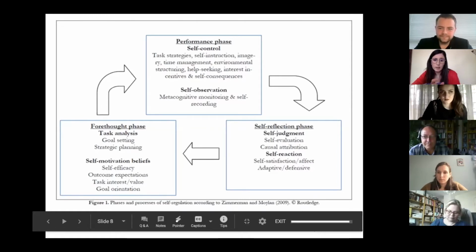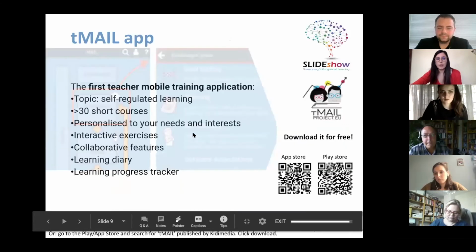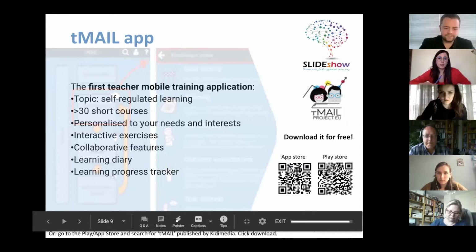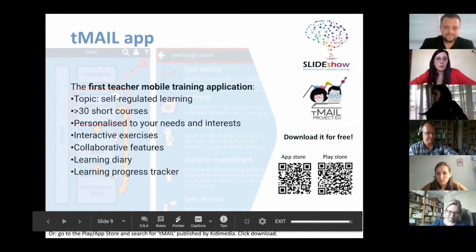As you can see, there are different stages that cover different strategies, and all these strategies and phases are explained in the T-Mail app. The T-Mail app was developed in an earlier Erasmus Plus project with SRL experts. It's a mobile teacher training app that gives more information on self-regulated learning and guides you as a teacher through self-regulated learning in practice. It's available in different languages, and it can be downloaded for free.